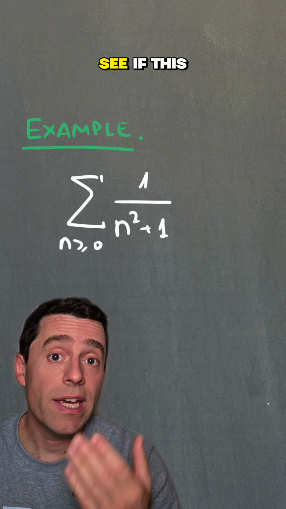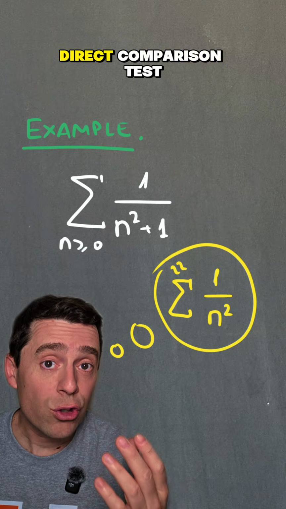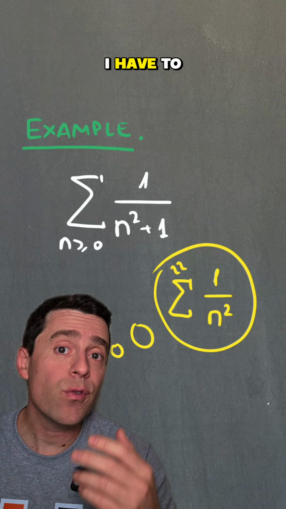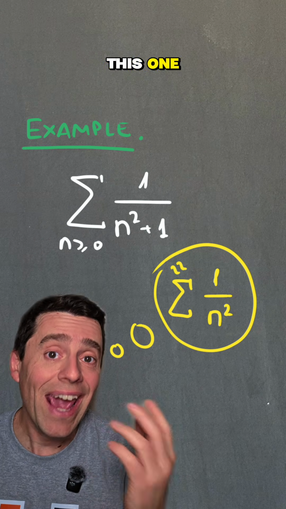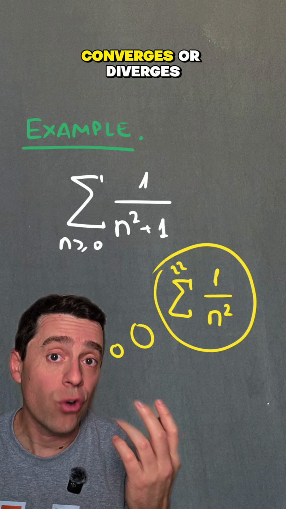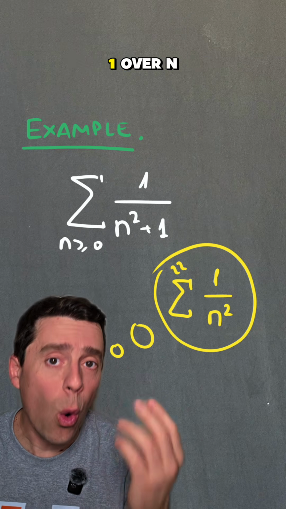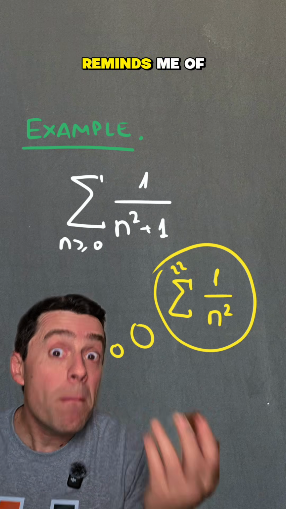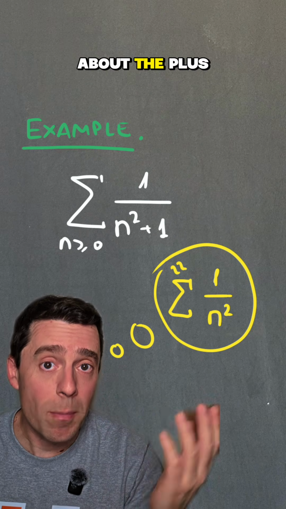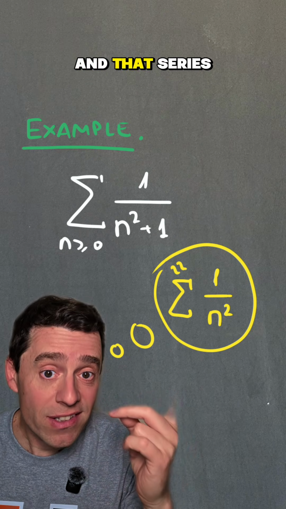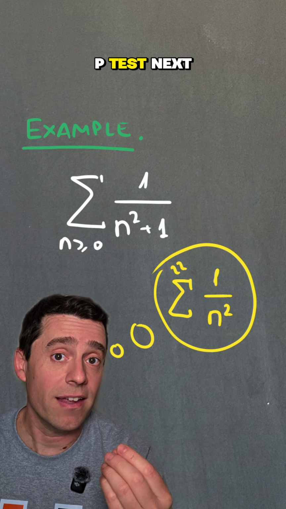Suppose you want to see if this infinite series diverges or converges. To use the direct comparison test on that series, I have to find some other series that I'm going to be able to compare to this one and that I know converges or diverges. The general term, 1 over n squared plus 1, reminds me of 1 over n squared if I forget about the plus 1. And that series, the sum of 1 over n squared, converges because of the p-test.